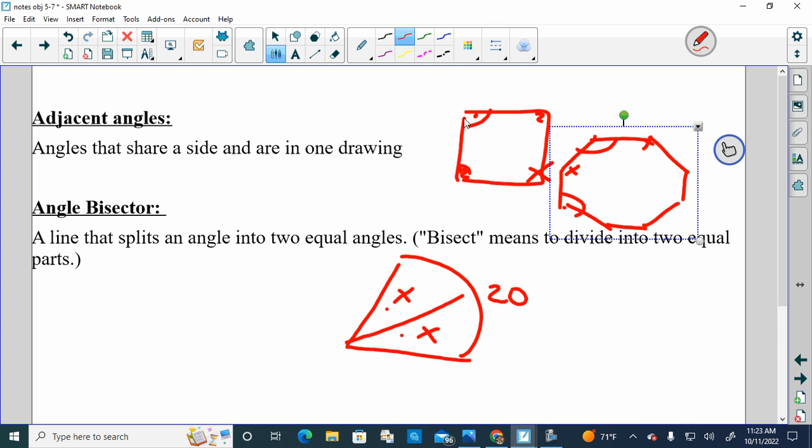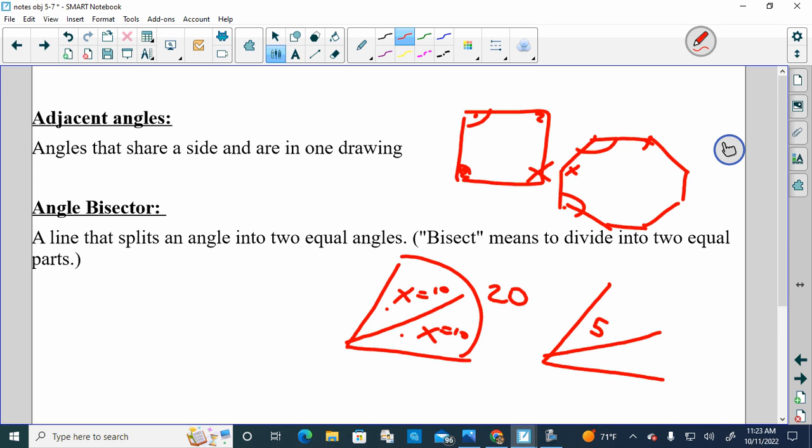Or they might just tell you one of them. So you can draw this. We'll just put 10, so that you have an example. Don't draw this next one. We just want an example. So if they draw another one, and they say it's an angle bisector, and they say this one is 5, what would this one be?